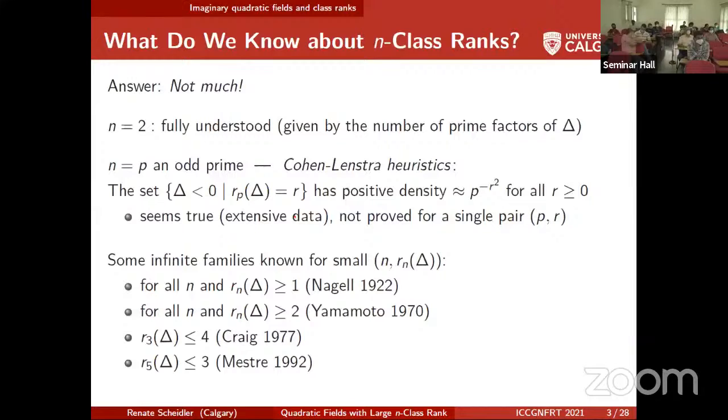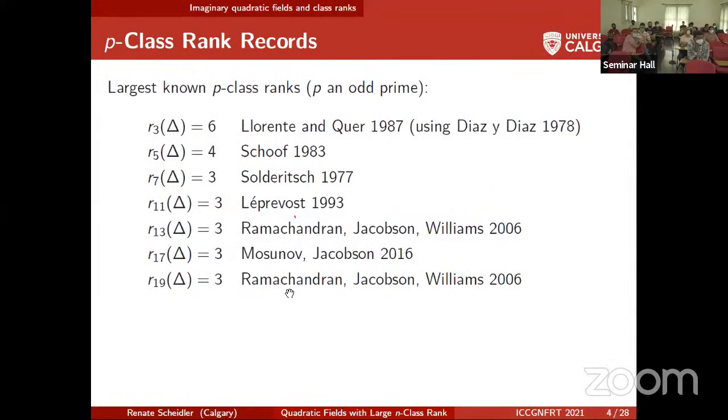There's been lots and lots of work about finding families and finding examples of fields with high p class rank, including work by Kalyan and Azizul and other people who are here. But this is sort of the earliest constructions. Now here are some records. For 3 class rank, the record is 6. This is due to Lorenzo and Quer from 1987 using a search method due to Diaz, which I'll say more about. For p equals 5, the record is 4.